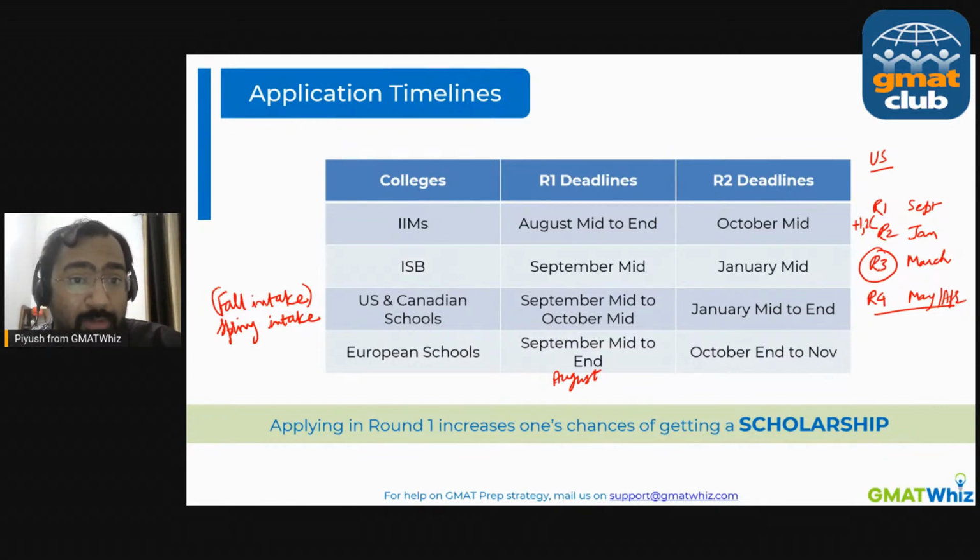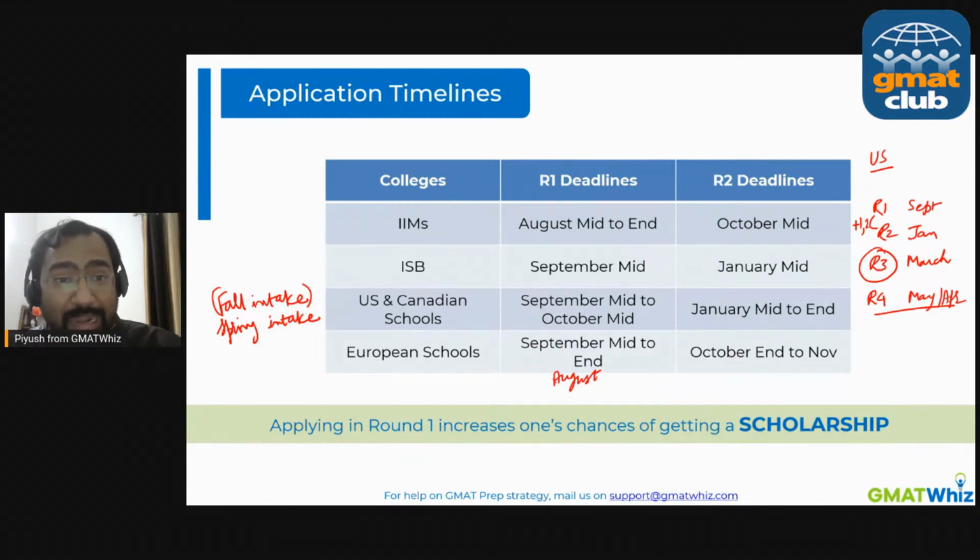If you get a scholarship from another school in round two, you might as well leave your seat in round one. So for multiple reasons, what we have generally seen is that people applying in round one have a slightly better chance of getting a scholarship. I am not saying that schools don't give scholarships in round two.